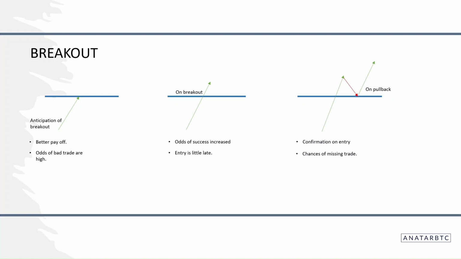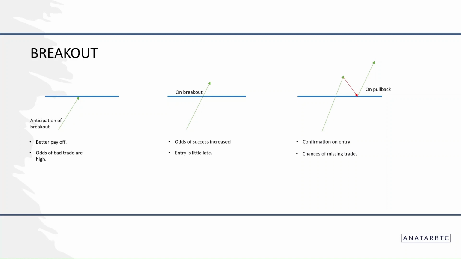it doesn't happen always that you get a pullback, or even if the pullback happens, usually it doesn't go for a retest of the level. Sometimes a little bit shallow pullback happens and then the original direction of the move continues. So all these three styles have different advantages and disadvantages, which makes traders confused about which style to use to enter a trade on breakout.